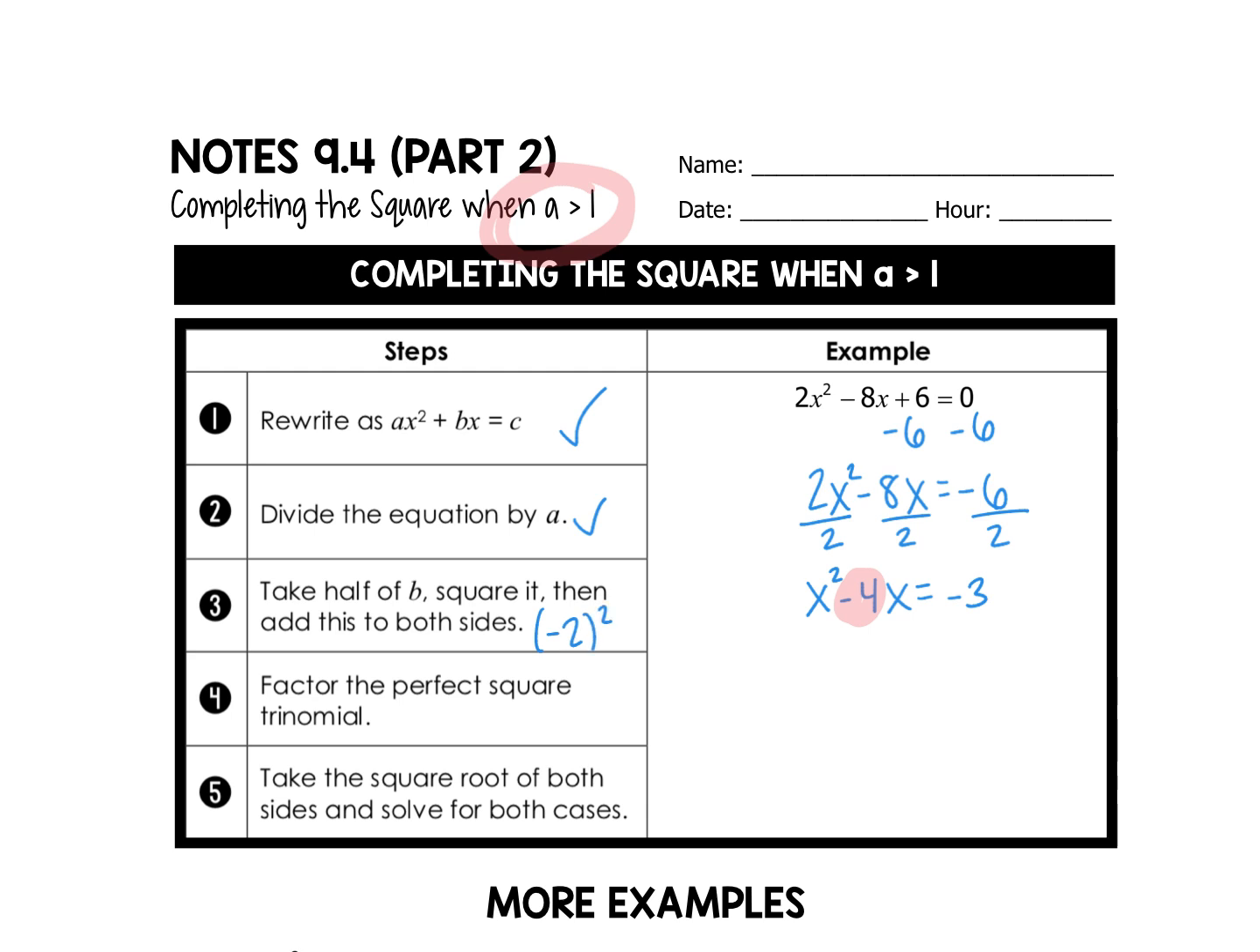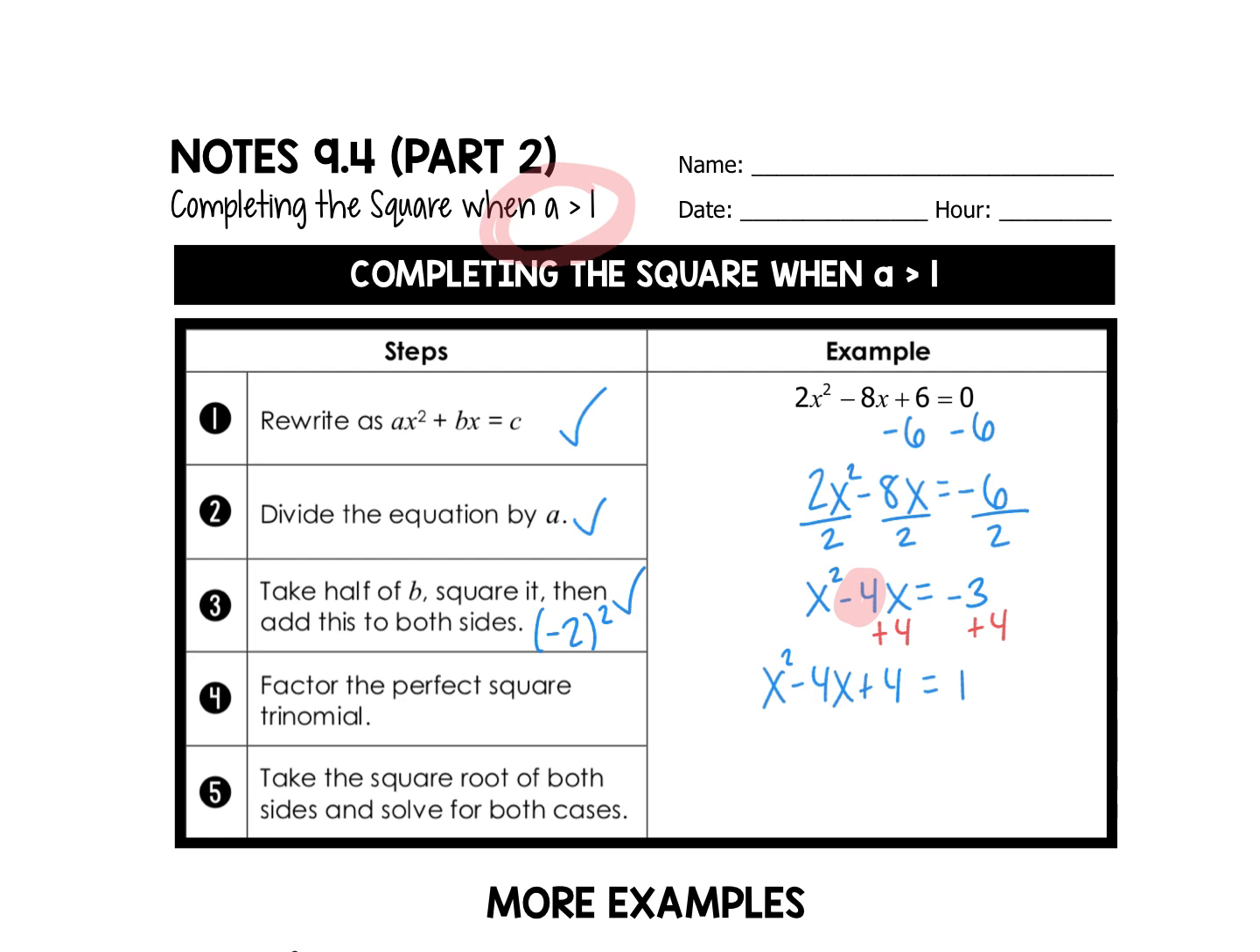So negative 2 squared is positive 4. So to complete the square, we're going to add 4 to both sides. Remember, what completing the square does is it's going to give us a quadratic equation on this left side that's factorable. And specifically, it factors into the same factor twice. So negative 3 plus 4 on the right side is 1.